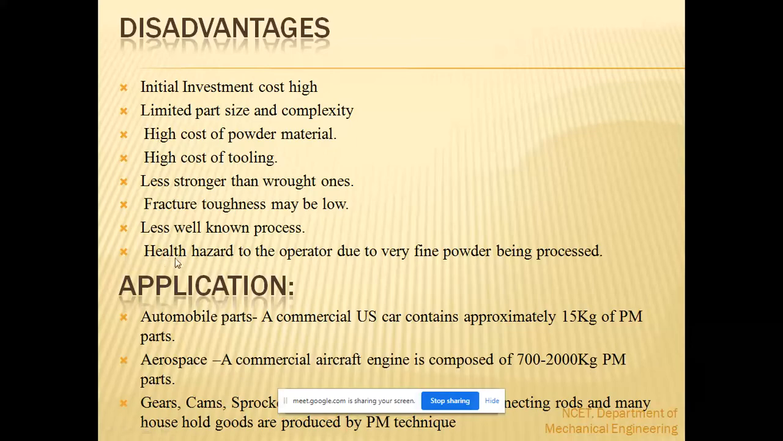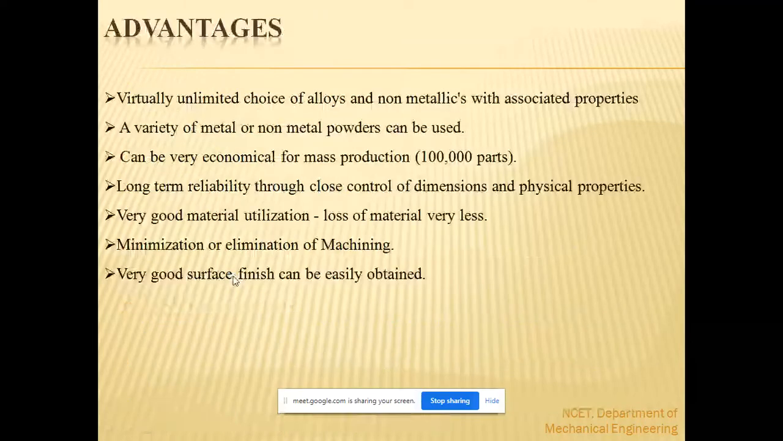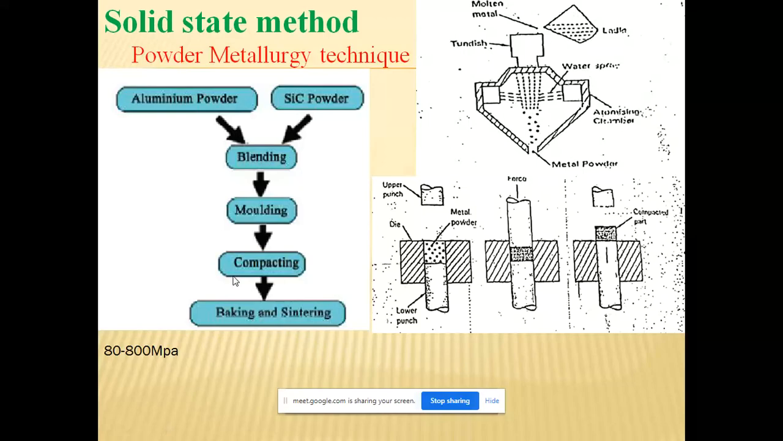And what are the applications here? We can see the applications: automobile parts, aerospace applications, gears, cams, and so on. These are the applications of powder metallurgy. That's all about this topic.